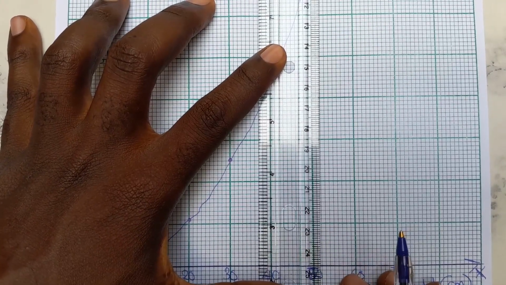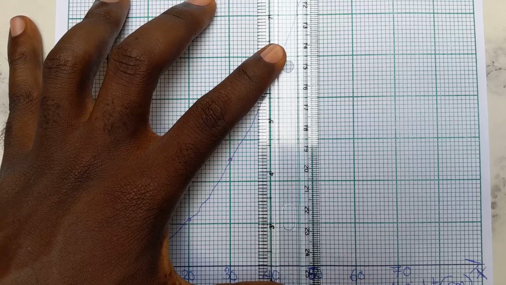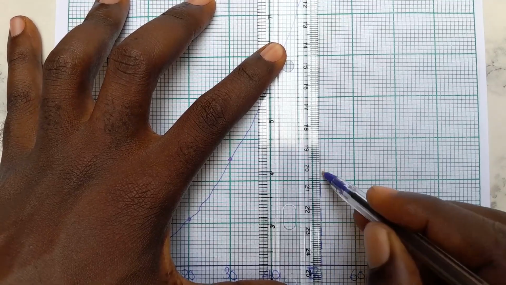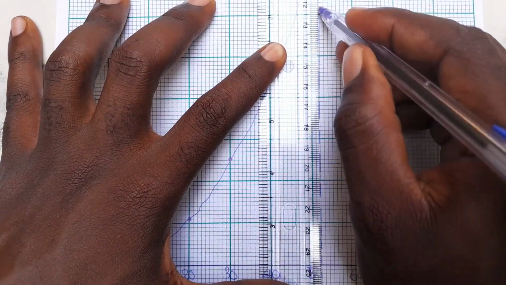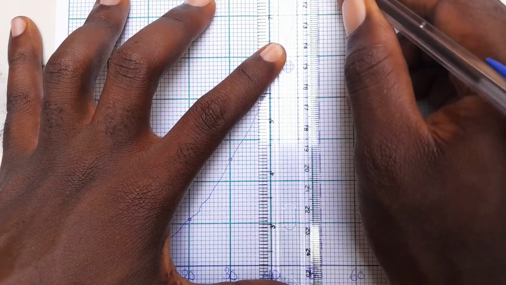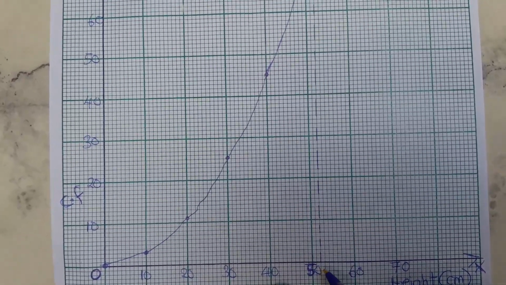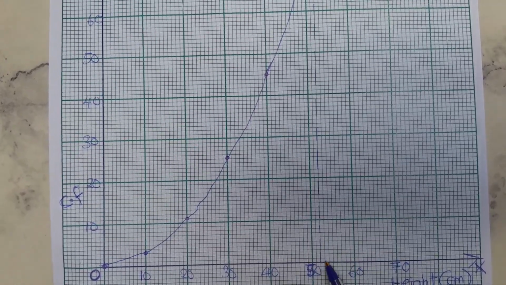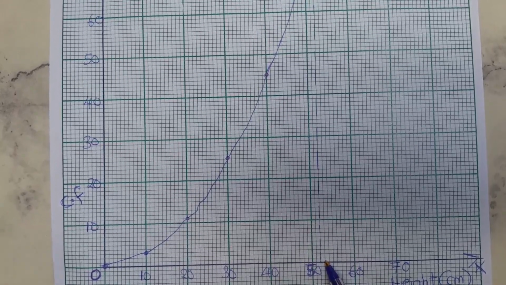A dotted line. Like this. A dotted line should come like this. There. So what is the answer here? What is the answer here? This is 51, 52. So this is now the answer, 52. So this is the answer that you're going to get.